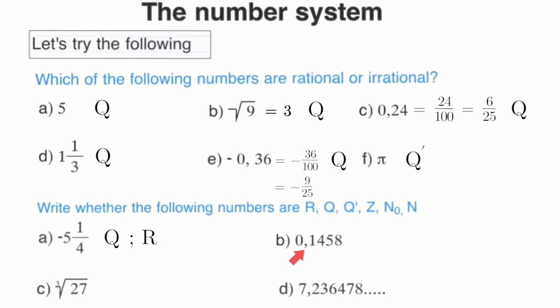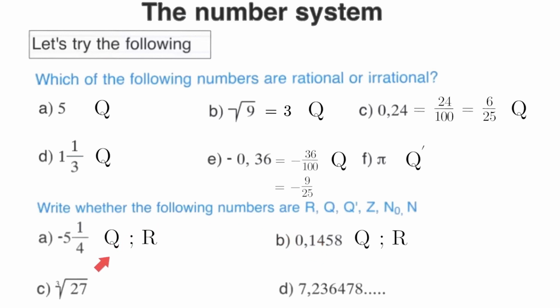Next one, 0.1458. Well, it's a decimal number that ends. So we know that it's going to be rational. It's also going to be real. It cannot be integers. It cannot be whole numbers. It cannot be natural numbers because it's a fraction.